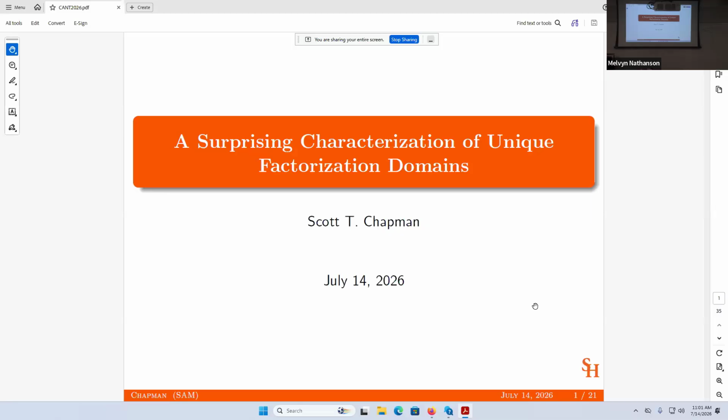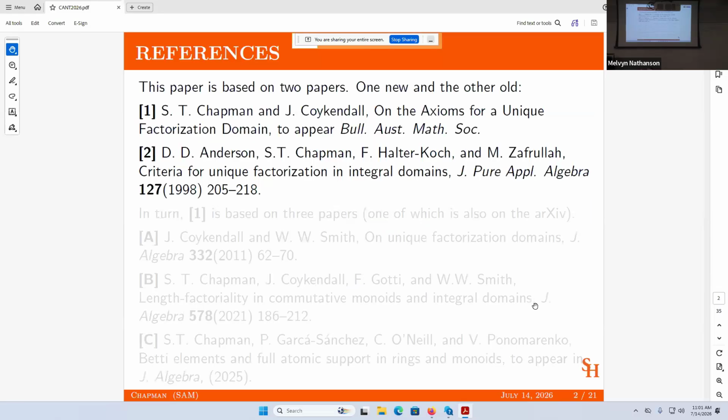So the talk is going to be more of an algebra talk. It's got a little bit of discrete stuff in it. So I hope some of you find it interesting. Now, most of what I'm going to do is in this first paper.